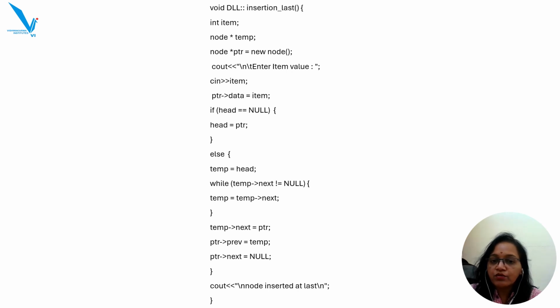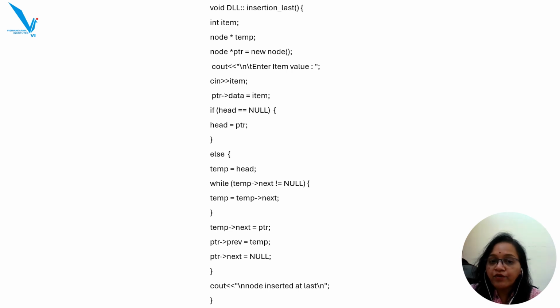Again, if head is equal to null, head is equal to pointer. That means if there are no nodes, your new node will become the first node. Else, if there are some nodes in the list and you have to enter your new node at the last of the list, what you have to do? Temp is equal to head. You have to take one temporary pointer and assign it to head.